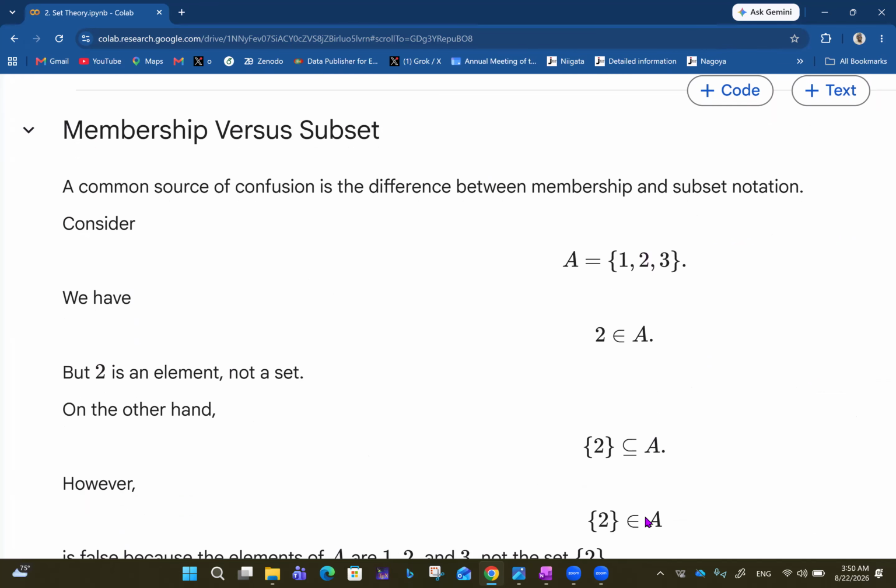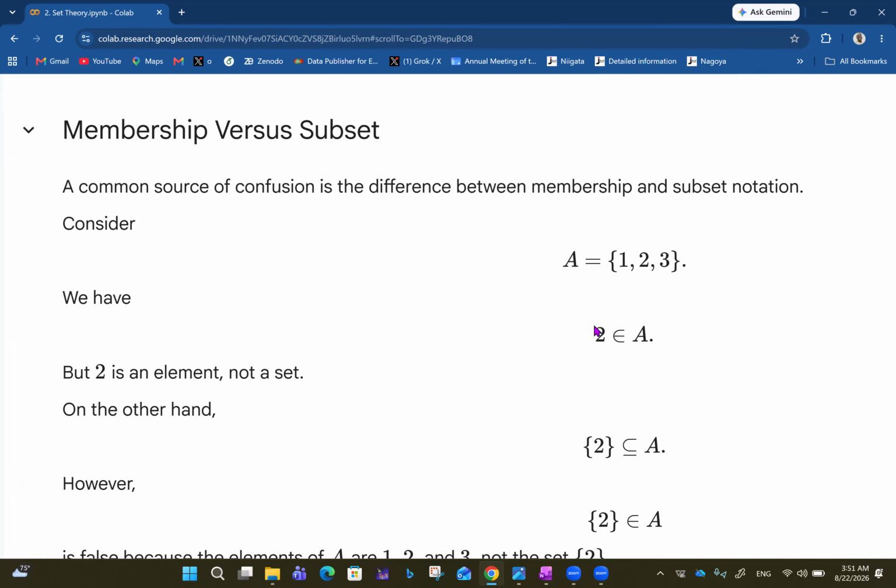Then we have membership versus subset. A common source of confusion is the difference between membership and subset notation. Consider A equals {1, 2, 3}. We have 2 is an element of A because 2 is one of the elements in A. But 2 is an element, not a set. On the other hand, if you have {2}, this brace makes it a set. This is just a number, this is a set. So this is a singleton set of 2, which is also a subset of A.